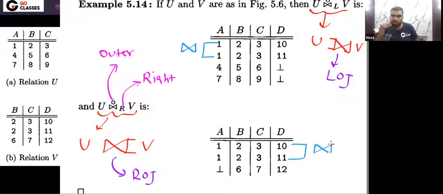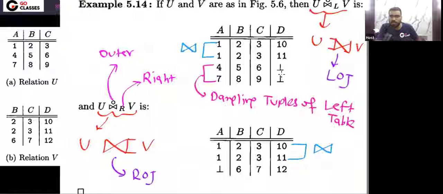So first you have done the natural join. Now in the left outer join, what do we do? In the left outer join, we add the dangling tuples of the left table. These are the dangling tuples of the left table. We will only add dangling tuples of the left table. So you can see 4, 5, 6 and 7, 8, 9. In the remaining column, we will put null value. So these are the dangling tuples of the left table.